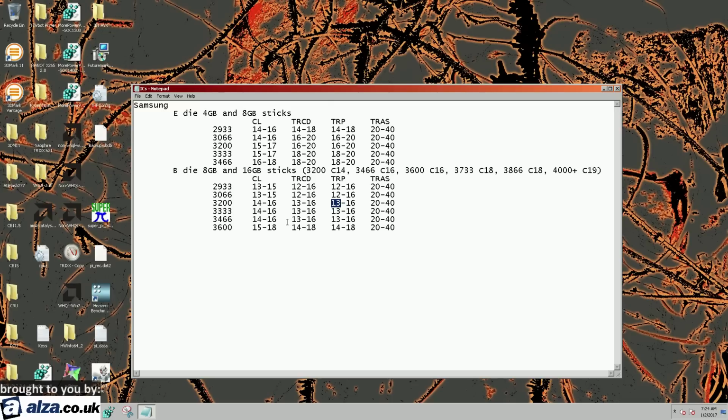On E-die, basically, your tRCD and tRP end up being really, really high. On B-die, your tRP and tRCD can be lower than your CAS latency, depending on the quality of your sticks. If you have good sticks, then they'll do it. So, yeah, that's the kind of timings you're going to be looking at for the primaries.